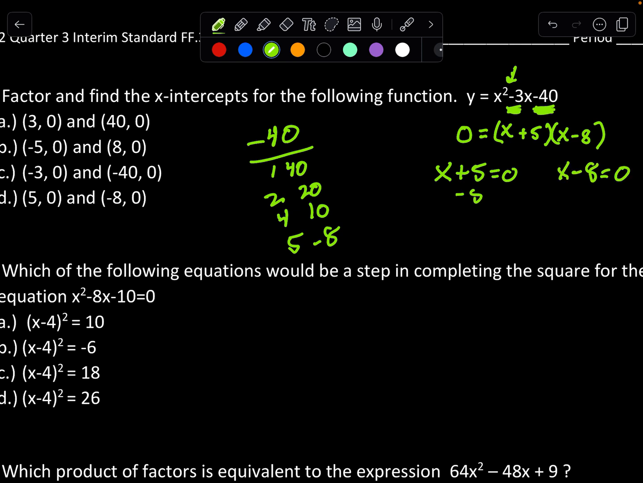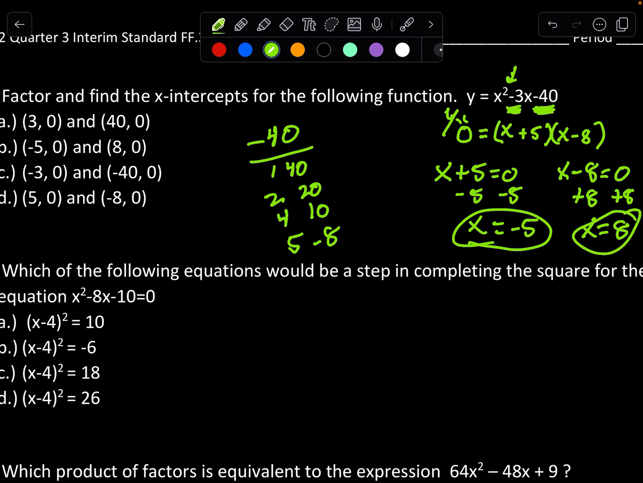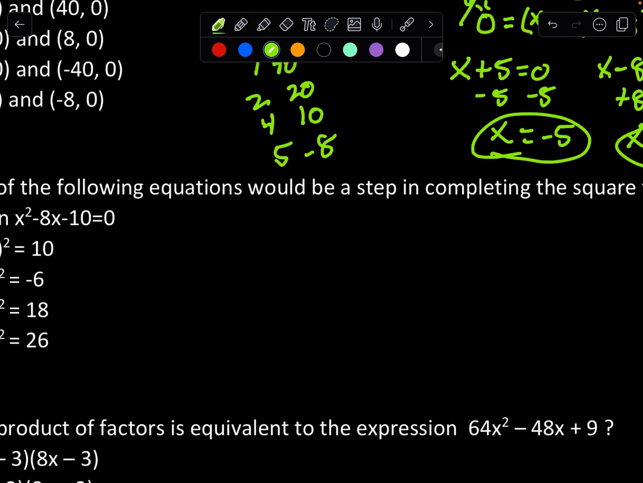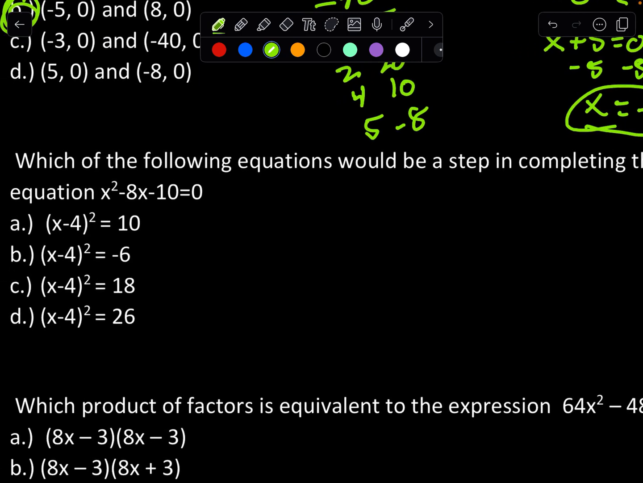Here we'd subtract 5 to get x equal to negative 5. When y equals 0, then x equals negative 5. And for the other one, we add 8, and we have x equal to 8. So we need a negative 5 and an 8, and there it is, letter B. Those are the two x-intercepts, the two solutions when y equals 0.